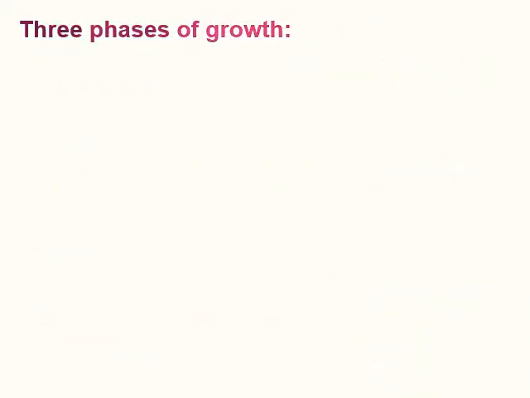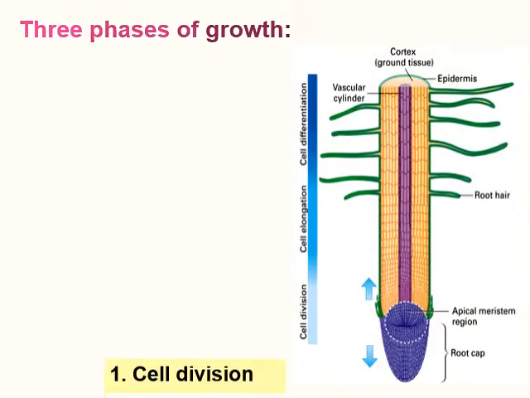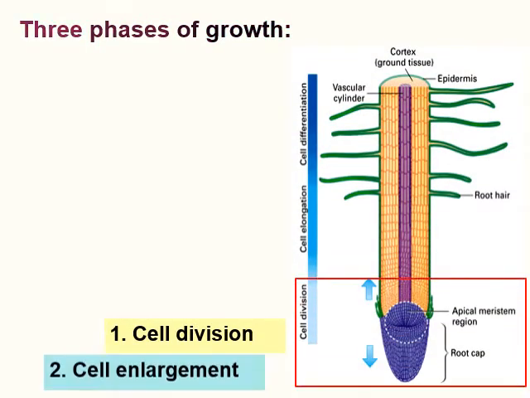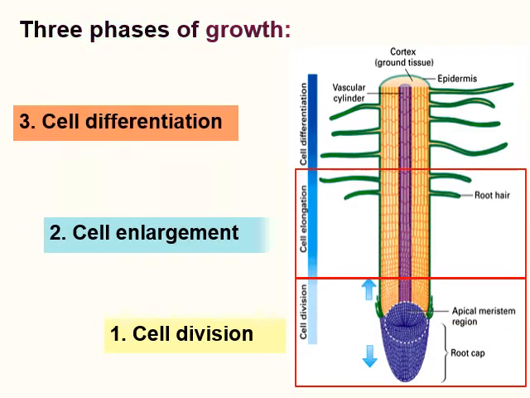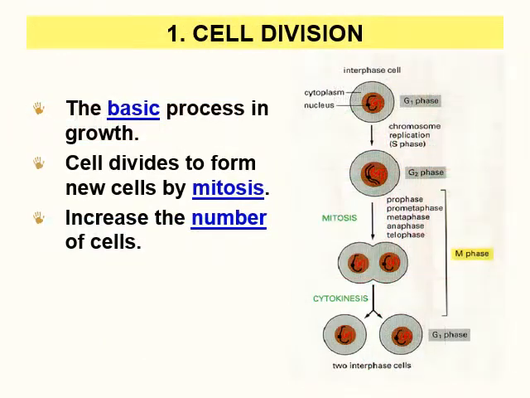There are three phases of growth. First is cell division. Second, cell enlargement. And third is cell differentiation. Cell division is the basic process in growth. Cells divide to form new cells by mitosis to increase the number of cells.